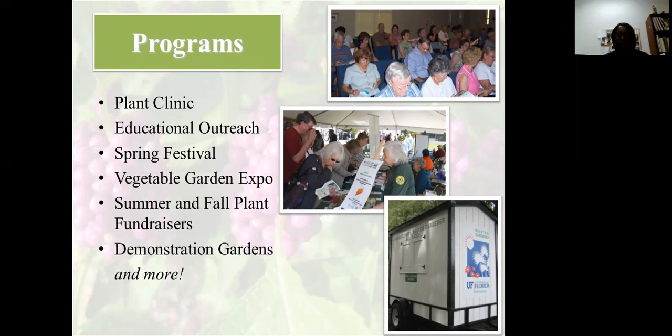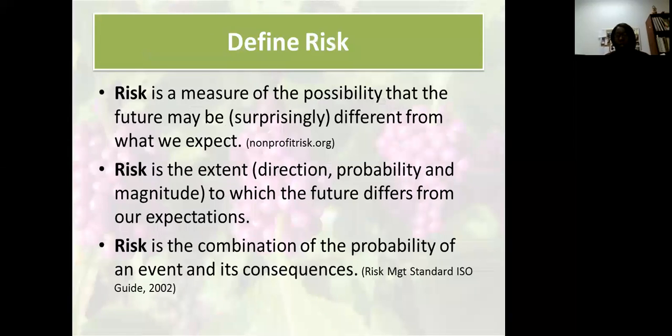We have a vegetable garden expo in the fall, which is a 4-hour event where we bring people in to teach them about growing their own food. We have 2 plant sales and we have demonstration gardens. And so with all these activities that we do, there are risks associated with these activities. So I'm sure each of you have lots of activities within your program. And so it's good for you to know the risks that are associated with those activities.